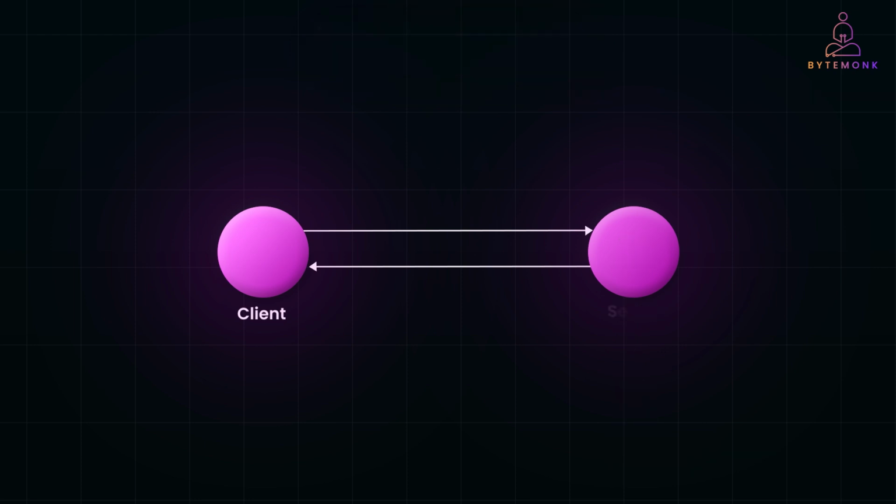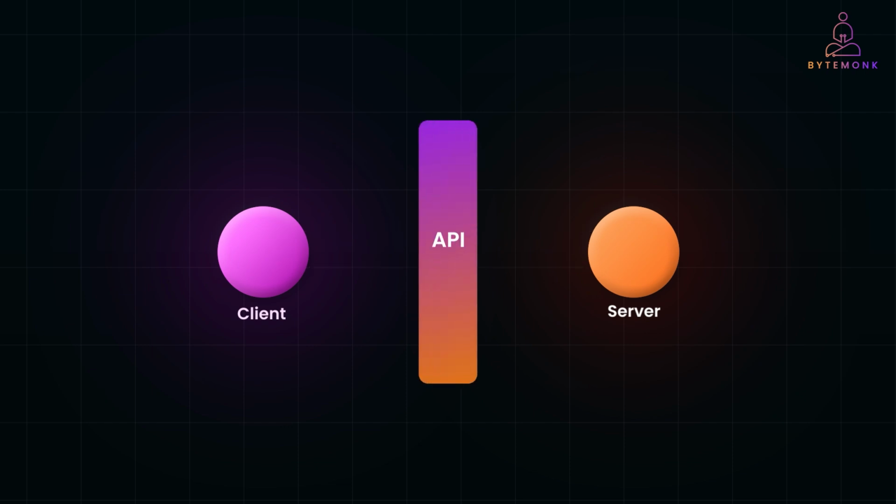Now, when a client needs to fetch or update data, it sends an API request to the server, which carries out the required operation and sends back a response. APIs are application programming interfaces. They act as bridges between the client and the server. APIs define the structure of these interactions, and REST APIs are a widely used method to organize this communication.